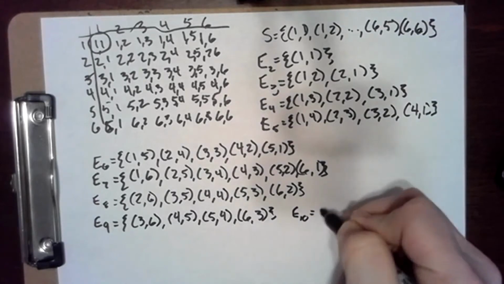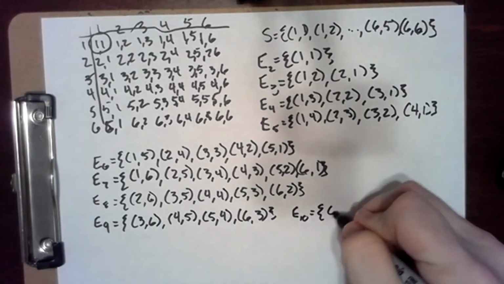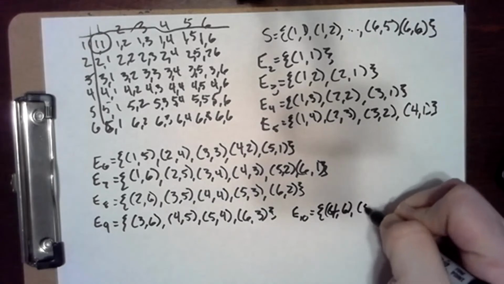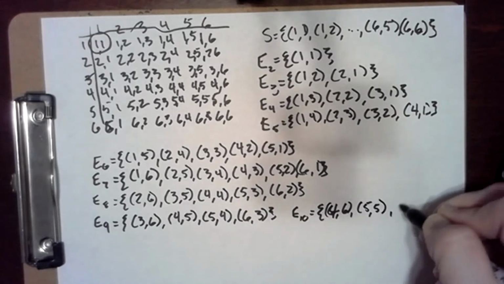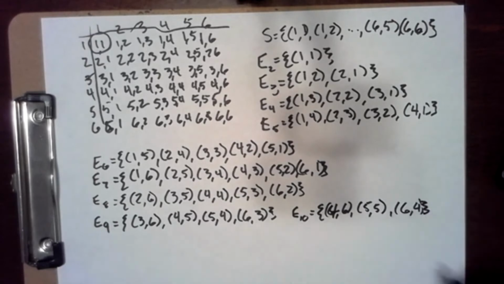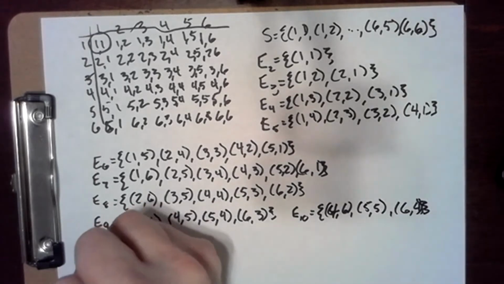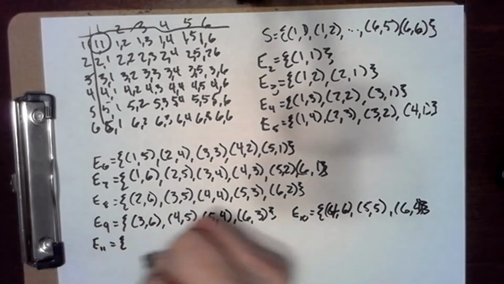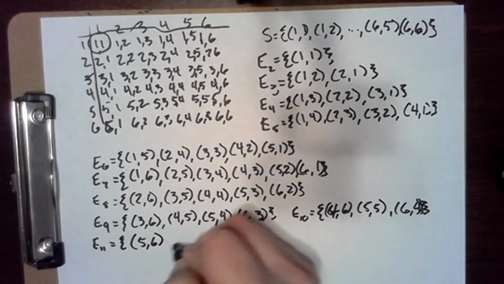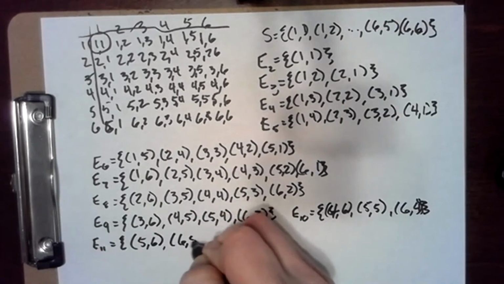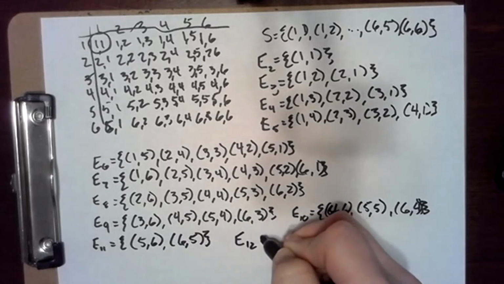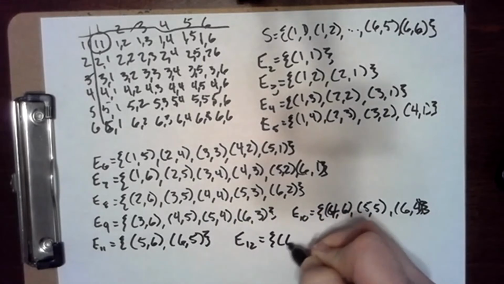E10 is going to be the set with (4,6), (5,5), and (6,4). E11 will be the set with (5,6) and (6,5). And the only possibility for E12 is the set that contains (6,6).